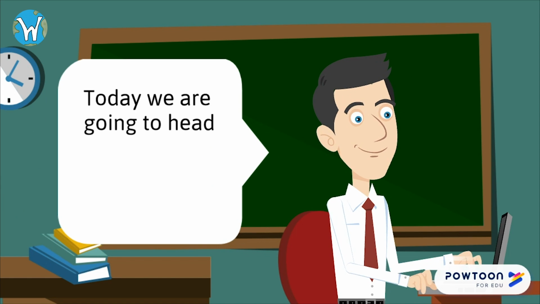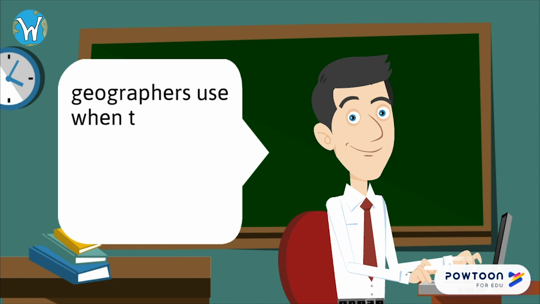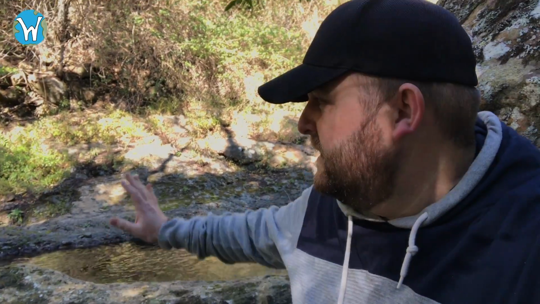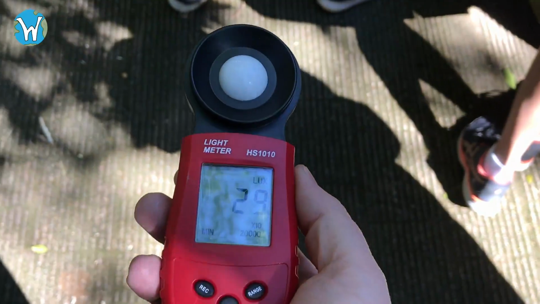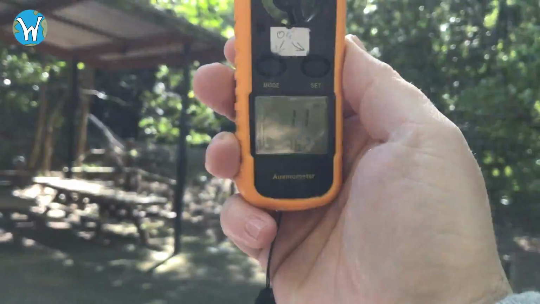Today we're going to head out into the field and look at some of the equipment that geographers use when they're trying to find out more about the world around them. I headed down to the rainforest and I got to use some amazing equipment to really look at and see what's happening down there in that rainforest today. Let's have a look.